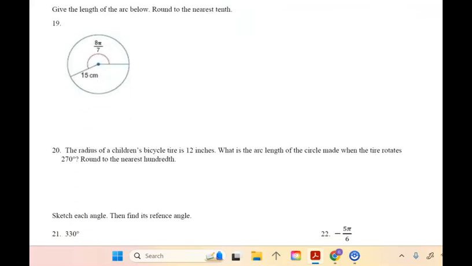All right, the arc length of this circle, so we're really looking for this arc length. And the arc length formula is arc length is radius times theta, and theta has to be in radians. All right, so the radius is 15 centimeters, and we're already given theta in radians. We see pi, so that tells us we're in radians. So this is really just a matter of going to our calculator. 15 times 8 times pi.